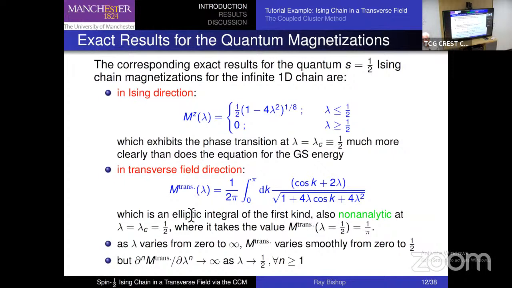Okay. And for the transverse direction, again, you are down to another elliptical integral, this time of the first kind. And again, you can see that this is non-analytic at lambda equals a half. It's continuous at lambda equals a half, but at lambda equals a half, every derivative is infinite.